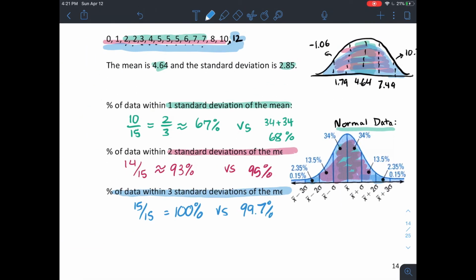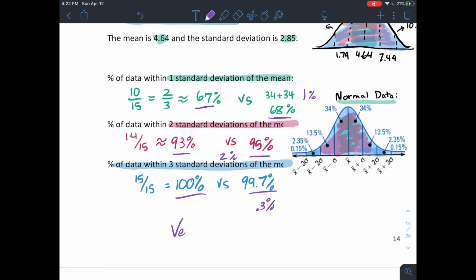So if I want to decide if this is an approximately normal distribution or not, let's see how close it is. So comparing those two, there's a 1% difference. Comparing those two, there's a 2% difference. And comparing within three standard deviations, it's a 0.3% difference. I would say anything within 5% is small enough to call it approximately normal, and this is very close to an approximately normal distribution. The biggest difference I have is 2%.